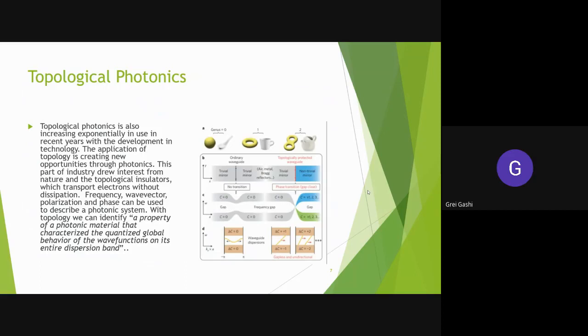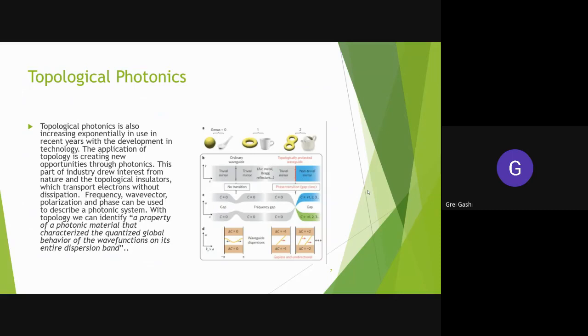Topological photonics is also increasing exponentially in use in recent years with the development in technology. The application of technology is creating new opportunities through photonics. This part of the industry drew interest from nature and the topological insulators, which transport electrons without dispersion. Frequency, wave vector, polarization, and phase can be used to describe a photonic system.